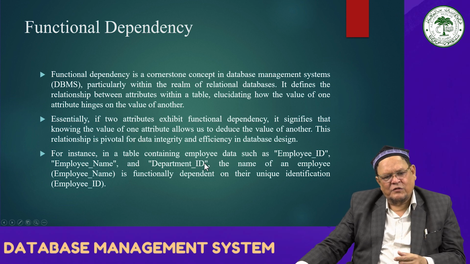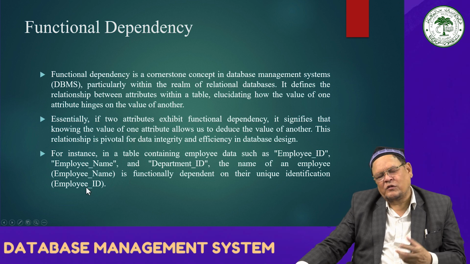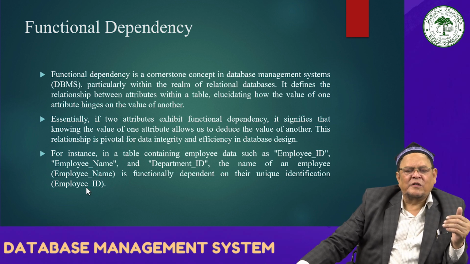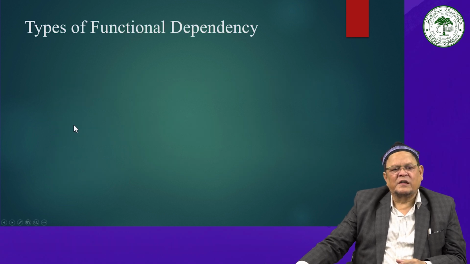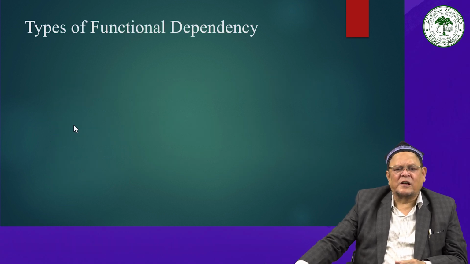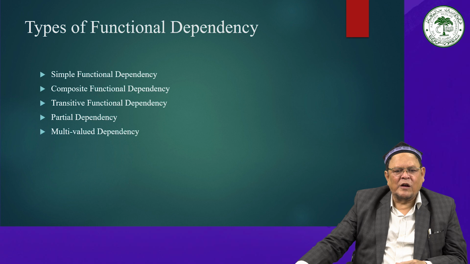For example, you can see on the screen employee ID, employee name and the ID department. The employee name is functionally dependent on the unique identification of employee ID, the primary key. It means every table must have a primary key. Now we'll discuss the types of functional dependency. There are different types of functional dependency: simple functional dependencies, composite functional dependencies, transitive functional dependencies, partial dependencies, multi-value dependencies.